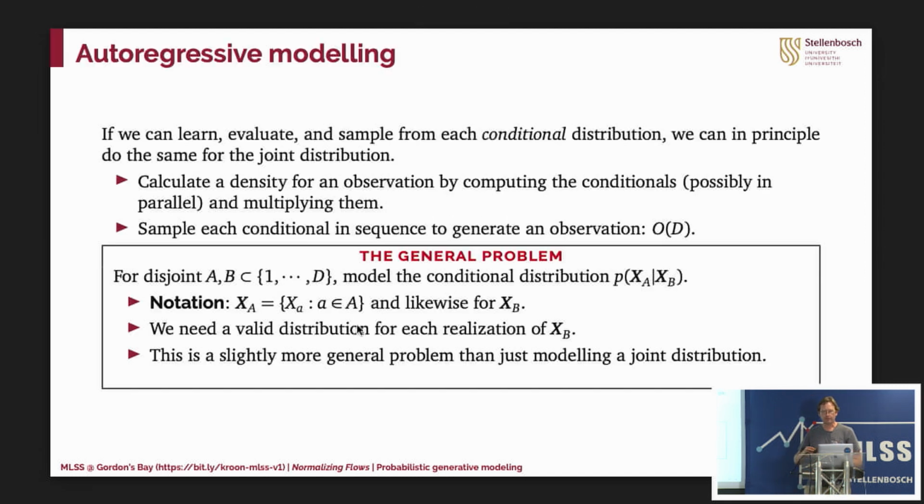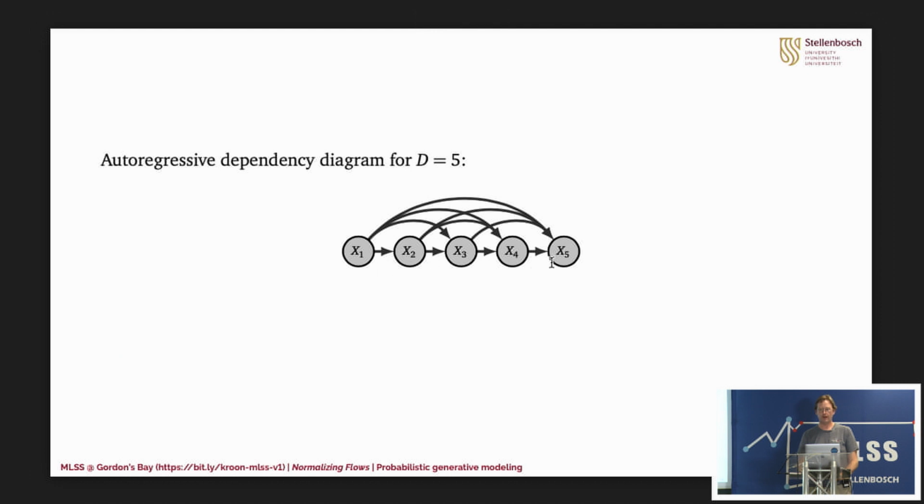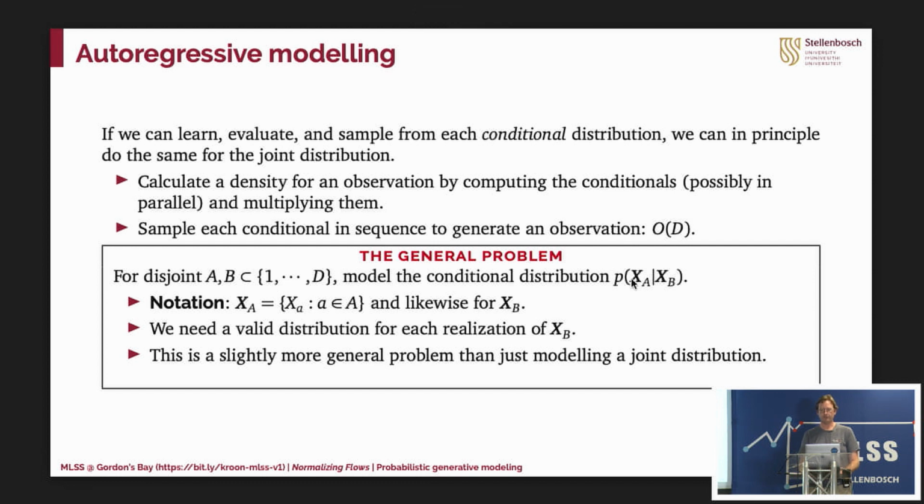So autoregressive modeling suggests that we consider the general problem of learning conditional distributions of some subcomponent of x given some other subcomponent of x. If we can do this, and decompose our original density into a bunch of factors, then we can put them together.